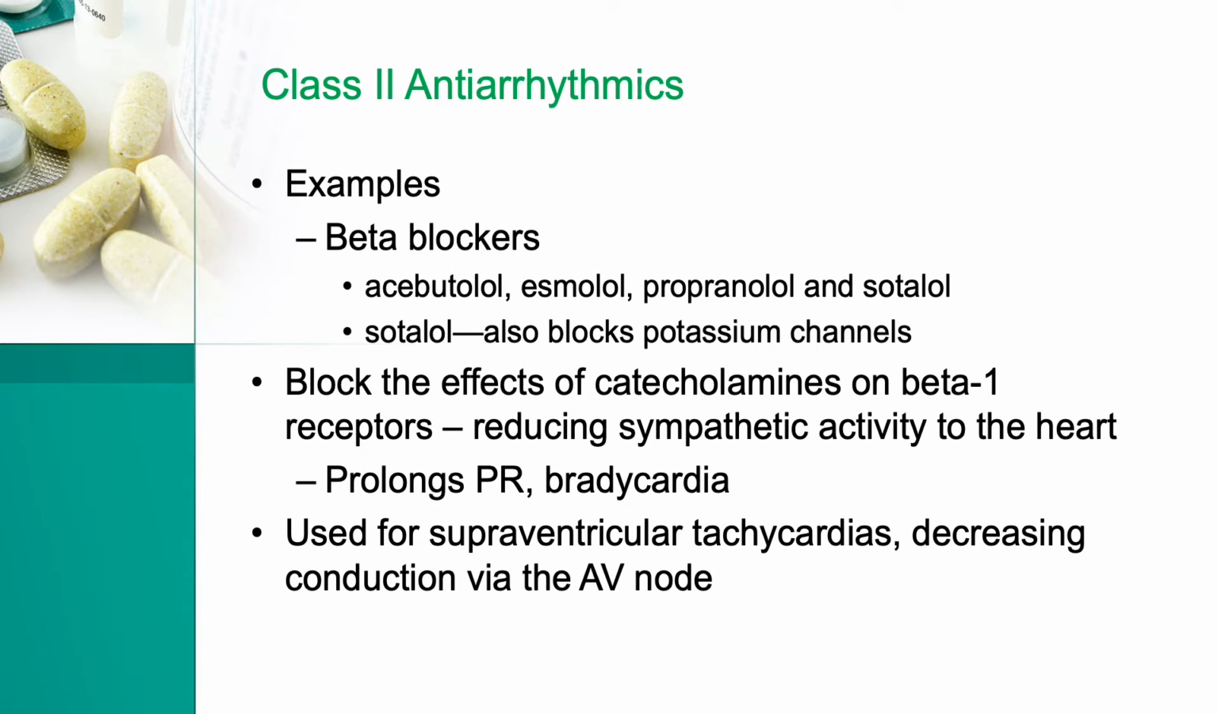Okay, Class 2 antiarrhythmics. Examples of Class 2 drugs include the beta blockers, all of which end in the "-lol." For example, acebutolol, esmolol, propranolol, and sotalol. Beta blockers block the effects of catecholamines, or epinephrine and norepinephrine, on beta-1 receptors, reducing sympathetic activity to the heart. They are highly effective at treating supraventricular tachycardias, decreasing conduction via the AV node.